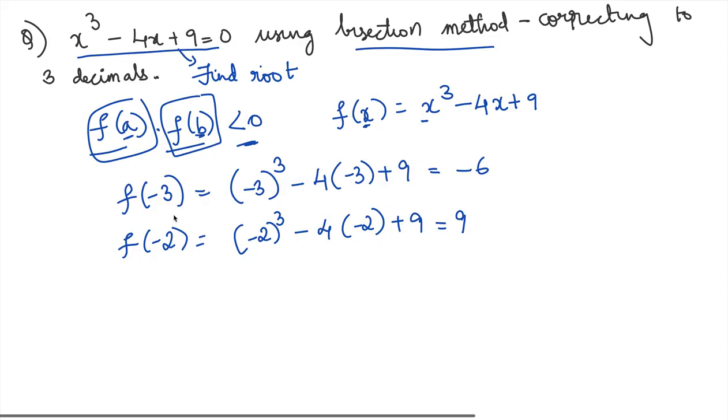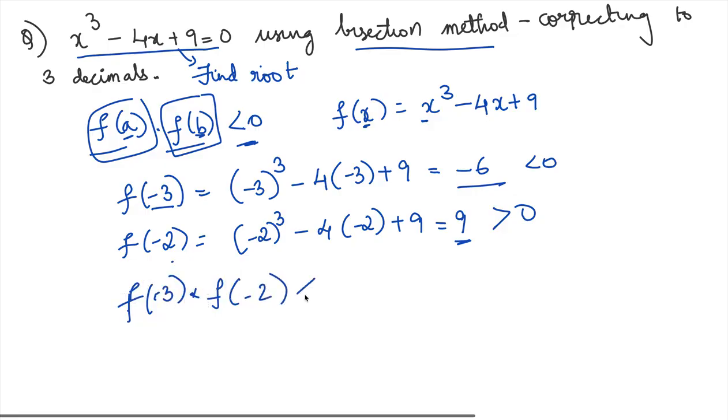So now do we see here, f of minus 3 is negative and f of minus 2 is positive. 9 is positive. So we got two numbers where one is negative and one is positive, right? F of a and f of b will be less than 0, right? F of minus 3 into f of minus 2 will be less than 0. So that means what? Root lies between minus 3 and minus 2. So this tells us that root lies between minus 3 and minus 2.